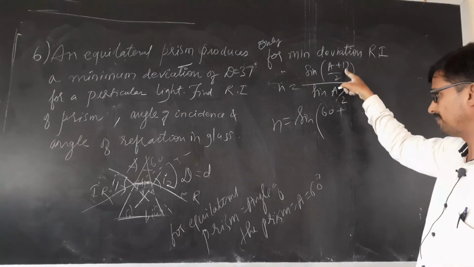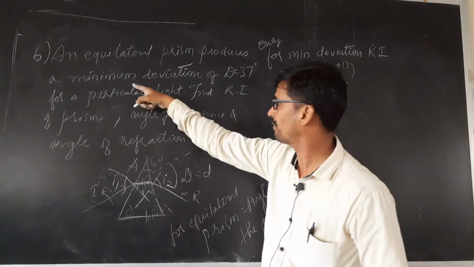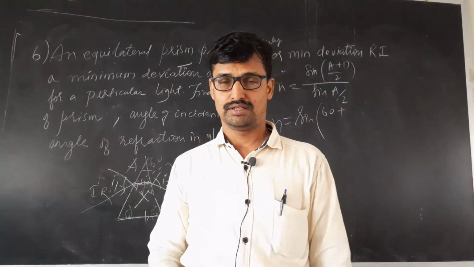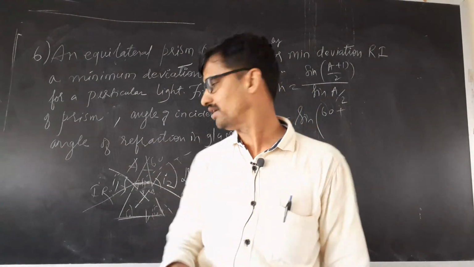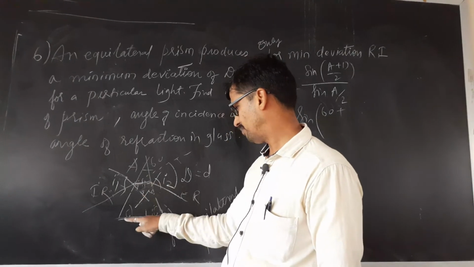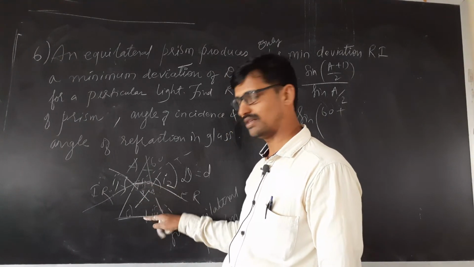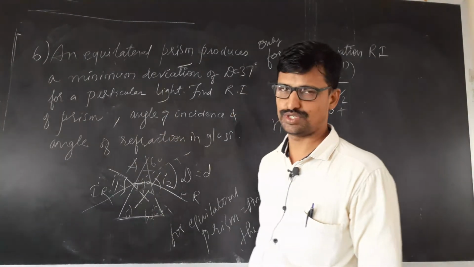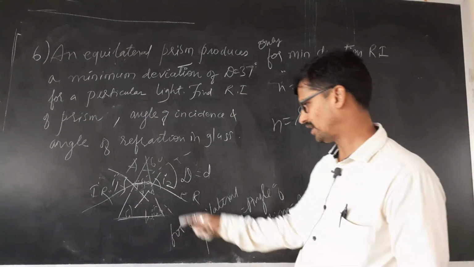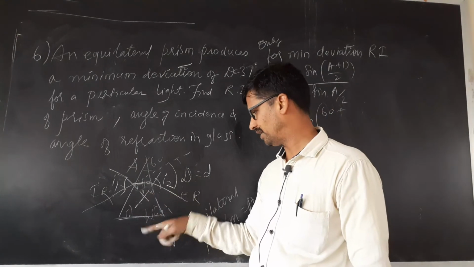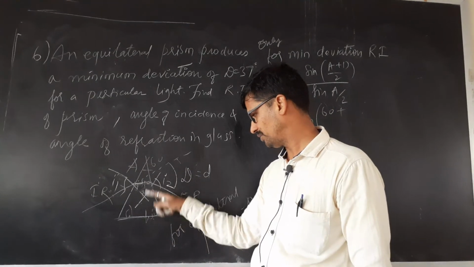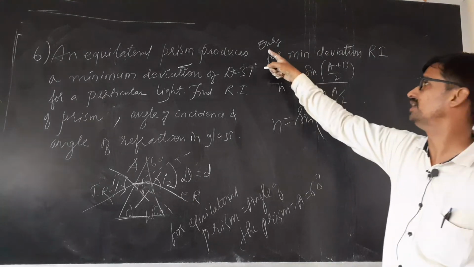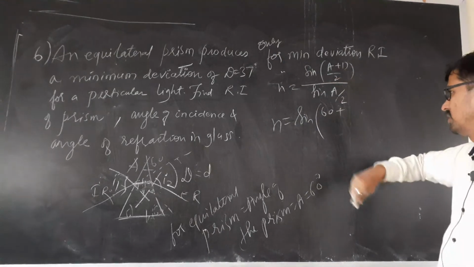Deviation produced is minimum. Sometimes they will not tell minimum, they will tell symmetric, which means minimum only. Refracted ray parallel to the base of the prism is minimum only. If they clearly tell minimum deviation, no issues. Only for minimum deviation this formula is used.